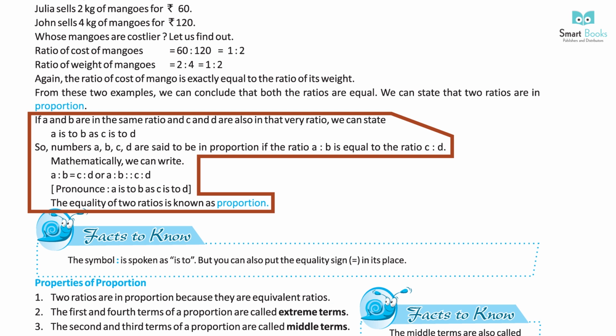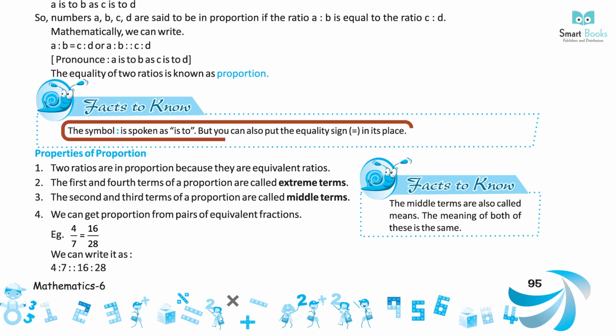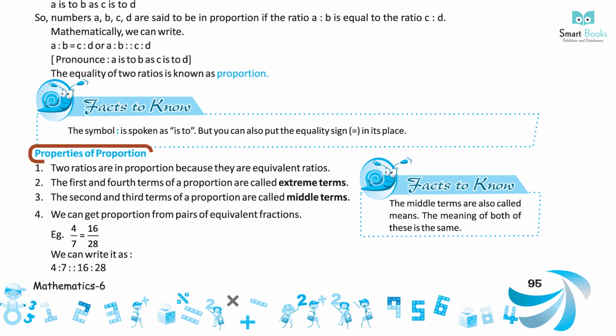Mathematically, we can write A ratio B equals C ratio D. Pronounced as A is to B as C is to D. The equality of two ratios is known as proportion. Facts to know: the symbol is spoken as 'is to', but you can also put the equality sign in its place.